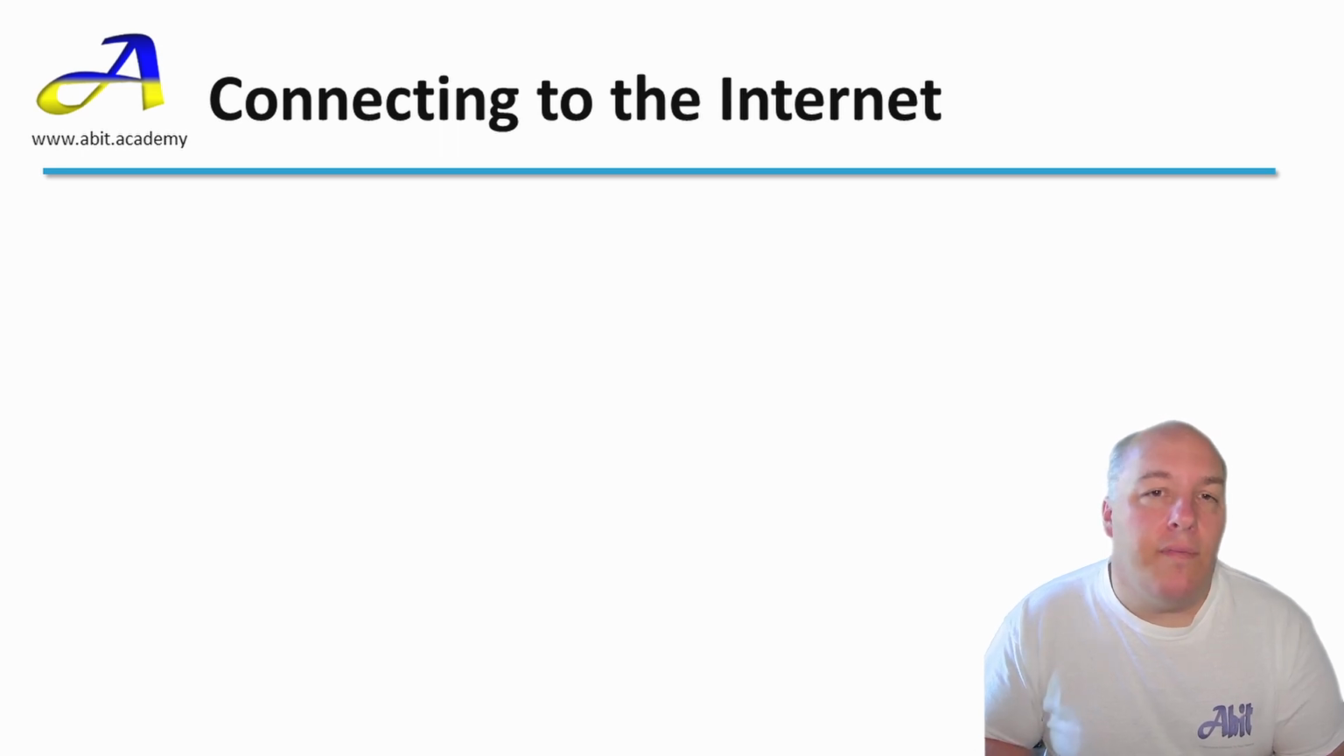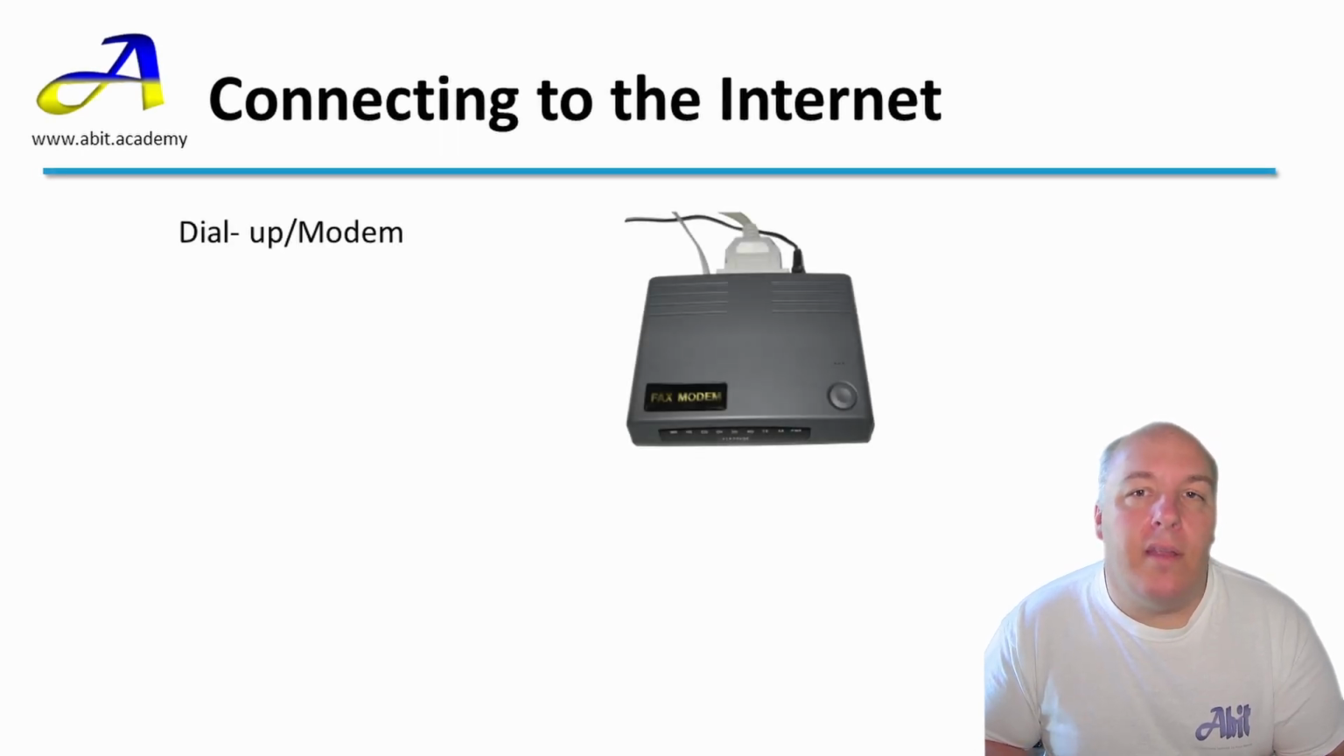Let's start by taking a look at some of the ways of connecting to the internet. First, we can use a telephone line. We need a device attached to the computer that allows us to use a telephone line. This is called a modem. It comes from the start of the words modulate and demodulate, and it turns the digital signal that the computer understands into an analog signal that can travel down the telephone line. At the other end will be another modem that translates the signal back to a digital signal.